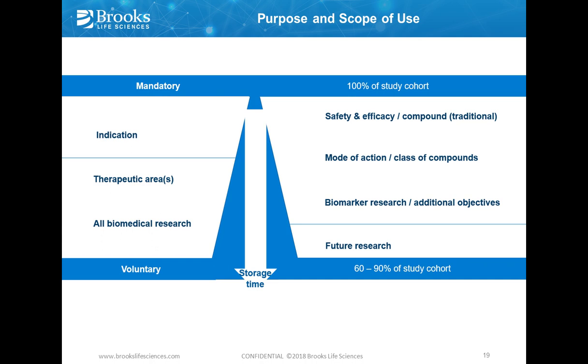So we made some experience that depending on the indication, if it's voluntary, you will receive, like in diabetes, about 60 to 70% of the patients that will agree to provide their samples, up to 90% if you go for oncology. The more sick the people feel, the more open they are for providing samples and data for future research.